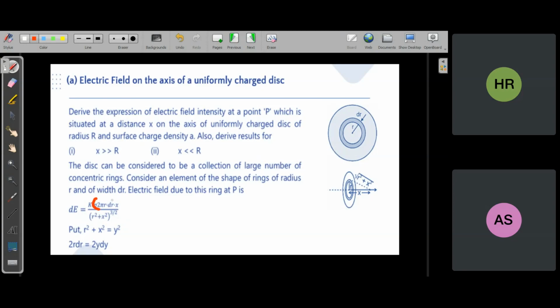where this is nothing but Q, charge on the ring, which is surface charge density into area of the ring, dq. K dqx by (r square plus x square) whole to the power 3 by 2. Here a small r is variable, x is fixed.